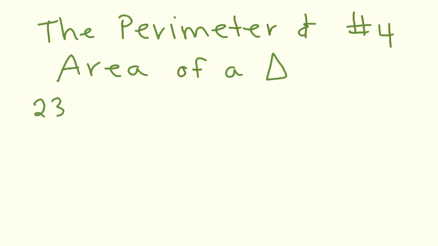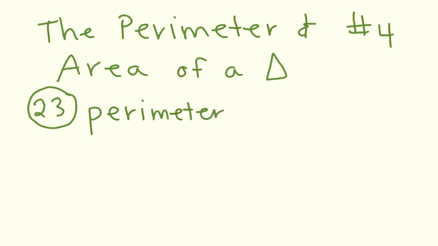Vocab 23, in the very back of your vocab section, in the back of your book, should be perimeter. And the perimeter is the distance around a polygon.